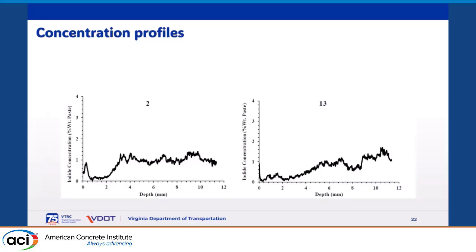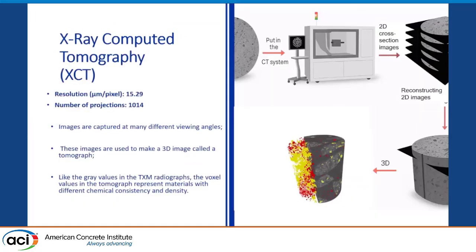However, in some samples, we observed something interesting. We found that up to 2 millimeters, we have pretty low concentration of iodine. But after 2 millimeters, we started to see an increase in the concentration of the iodine. It means that for some reason, iodine bypassed the silane, and then it reached the same amount as the untreated samples. To investigate why this happened, we used computed tomography, or a micro CT scan.